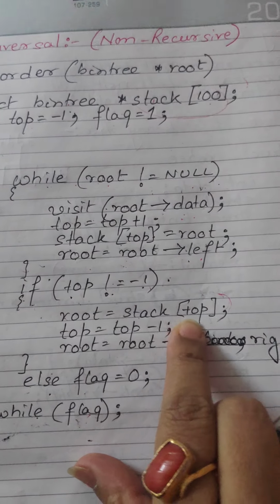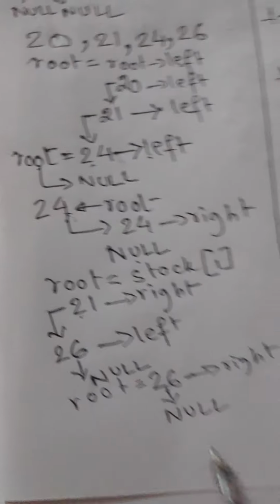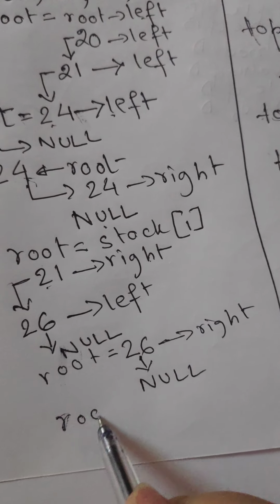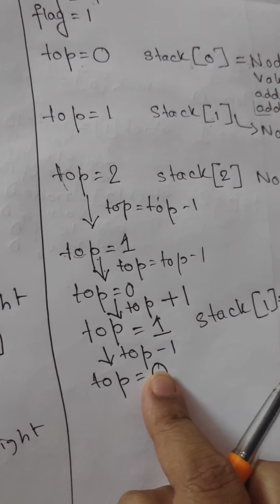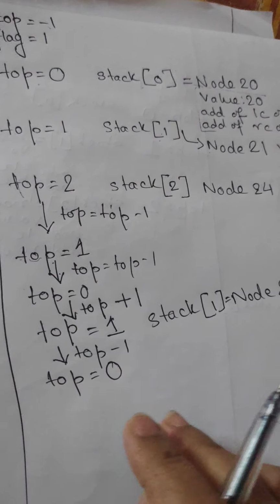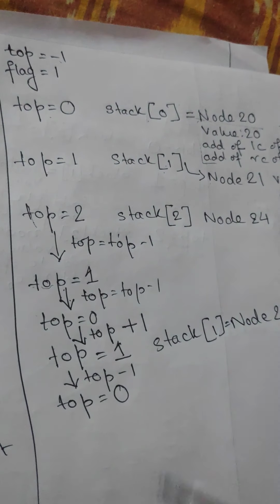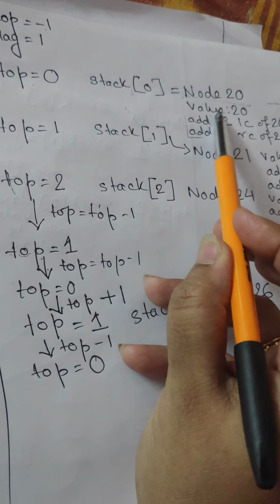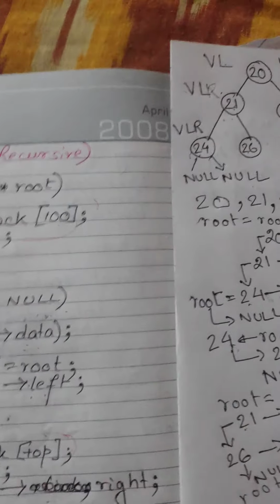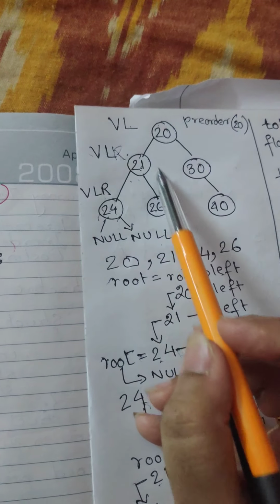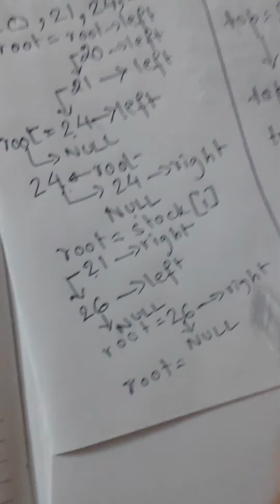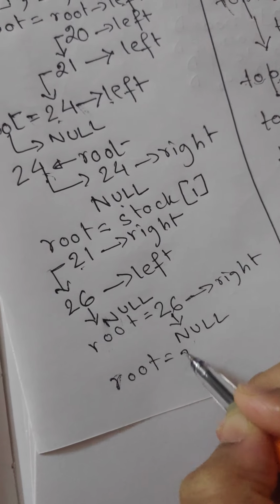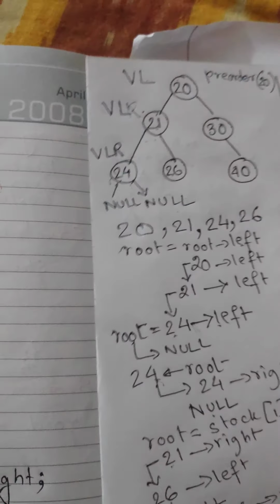That is true. So root is equals to stack top. Now root is equals to stack top. What is the value of top? 0. So what is stack 0? If you look at our listing, stack 0 is node 20. So we have come back to node 20 after traversing the whole left hand side of 20. So currently our root becomes node 20. Correct?